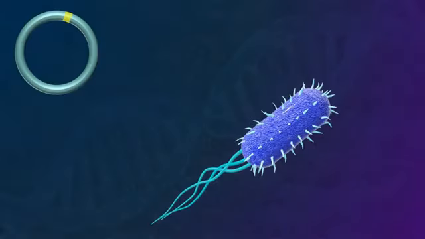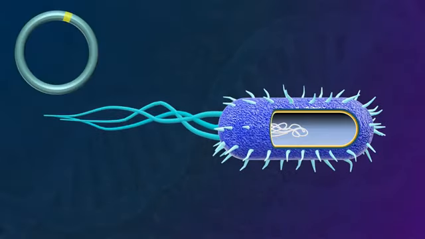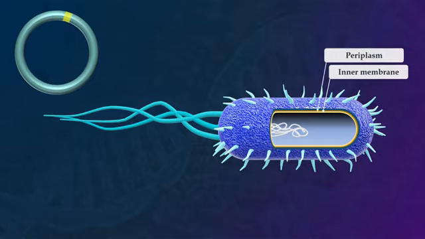E. coli is a gram-negative bacterium. Its membrane comprises the inner membrane, the periplasm, and the outer membrane.